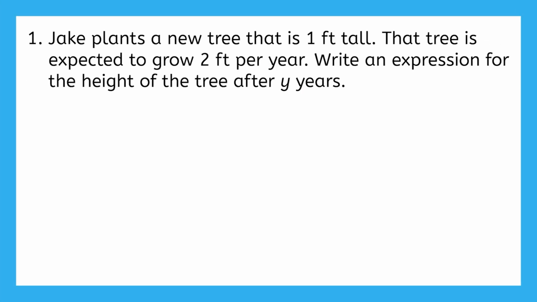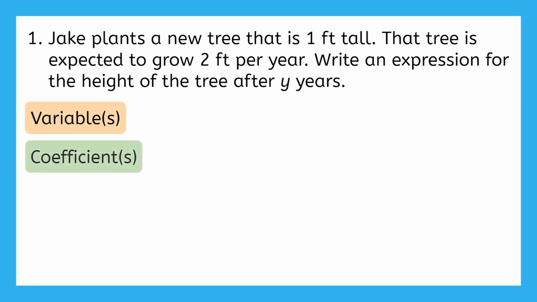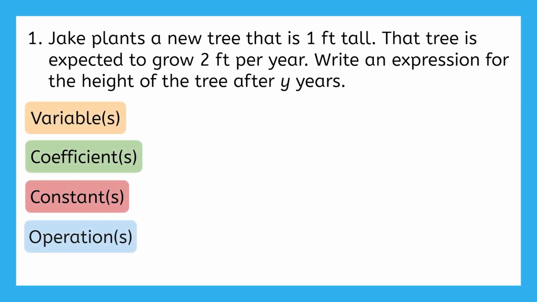Our first example problem says that Jake plants a new tree that is 1 foot tall. That tree is expected to grow 2 feet per year. Write an expression for the height of the tree after y years. Since we're writing an algebraic expression, we know that we'll be working with variables, coefficients, constants, and operations. Our goal, again, is to identify key words that will help us recognize these parts of the expression.